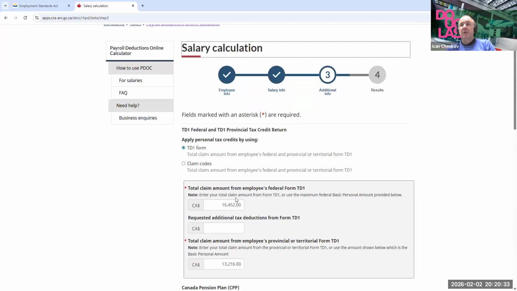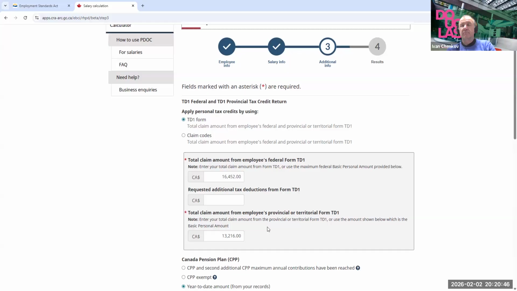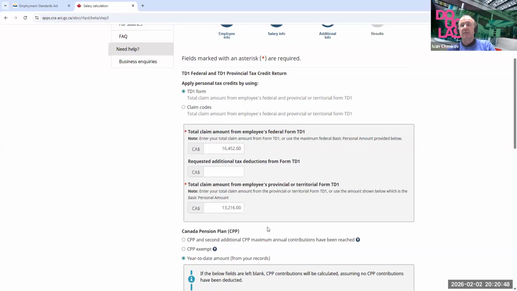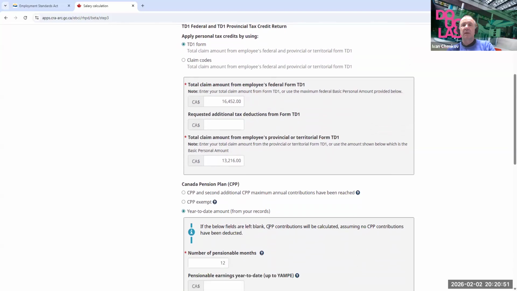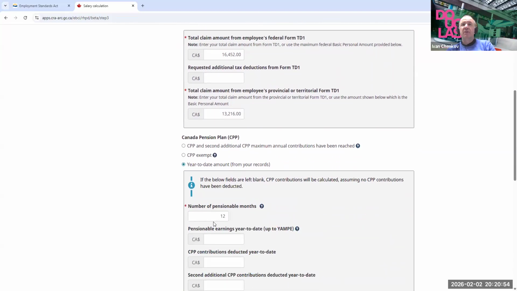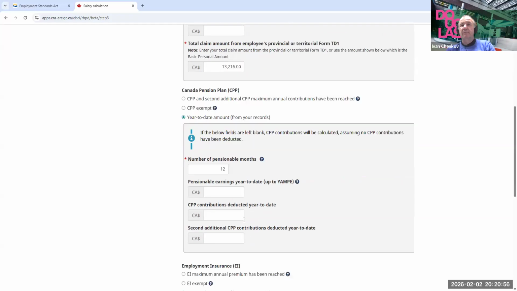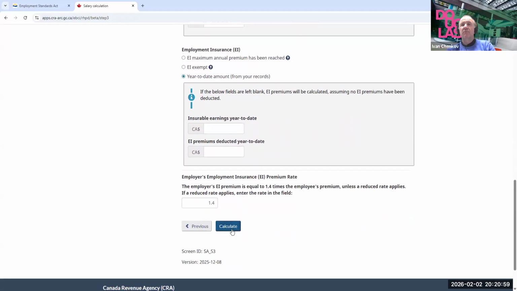Then we're going to keep the basic amounts from the TD1 form from Canada Revenue, this is for the federal, this is for the provincial. We're going to keep the same maximums. We're not going to change the maximums. We're going to keep the number of pensionable months 12. And the employment insurance is calculated based on 1.4 for the employer. And let's hit calculate and see what we're going to get.